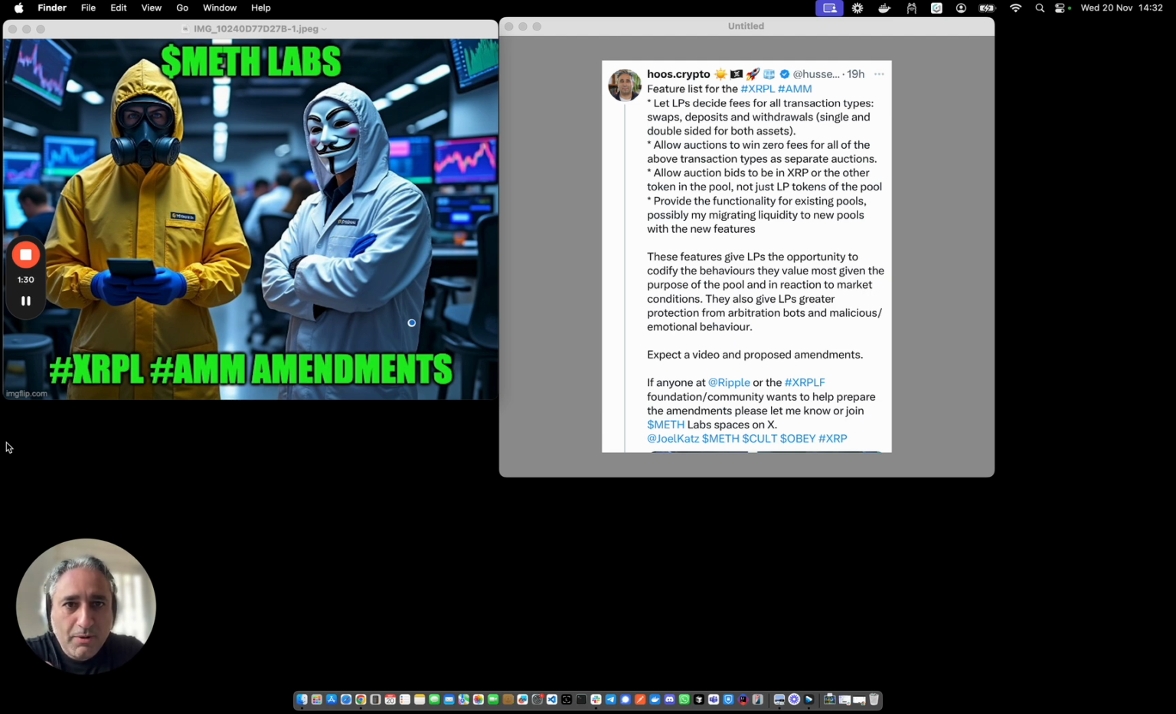The first thing that we want to do is to give the liquidity providers the ability to set fees across all the different kinds of transactions that are available on the AMM, and also specifically down to the asset that may be being used in the transaction.